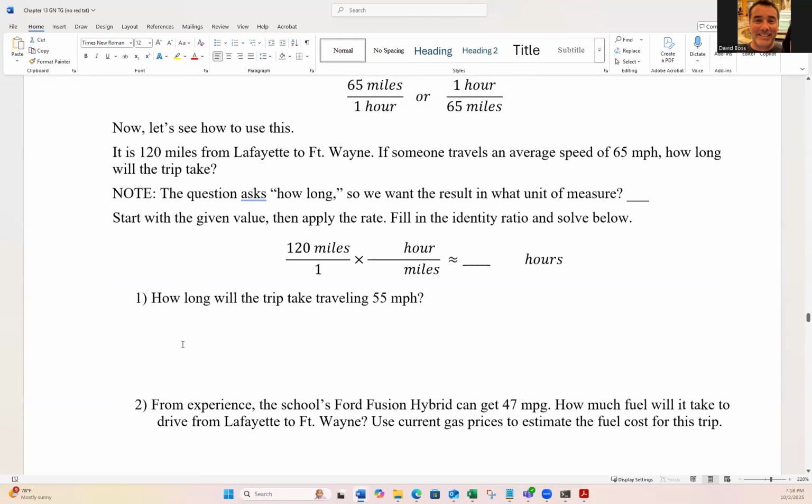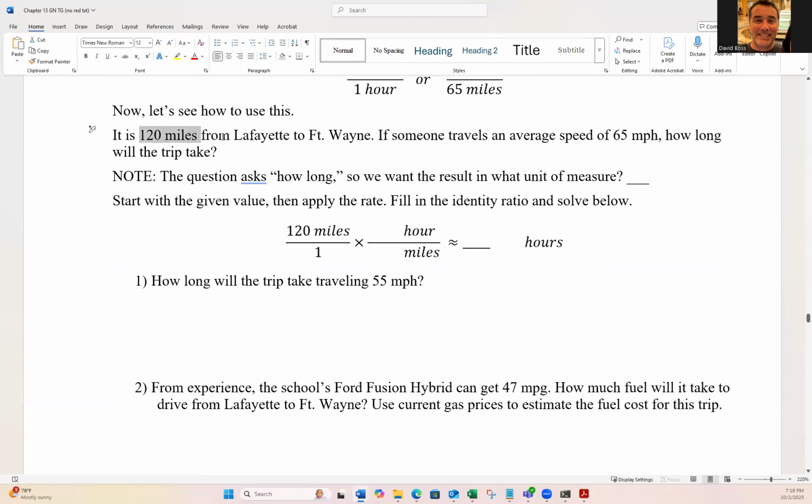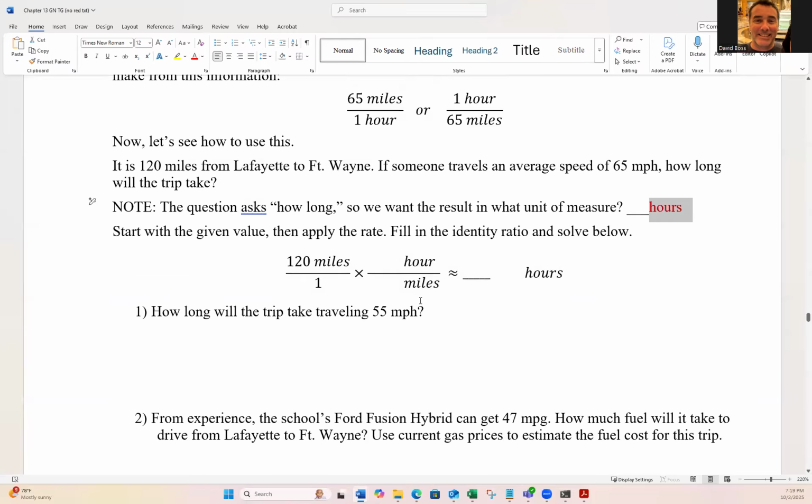Now let's see how we can use this. It's 120 miles from Lafayette to Fort Wayne. If someone travels an average speed of 65 miles per hour, how long will the trip take? The question asks how long, so we want the result in what unit of measure? It's time. How long is going to be time? Hours.